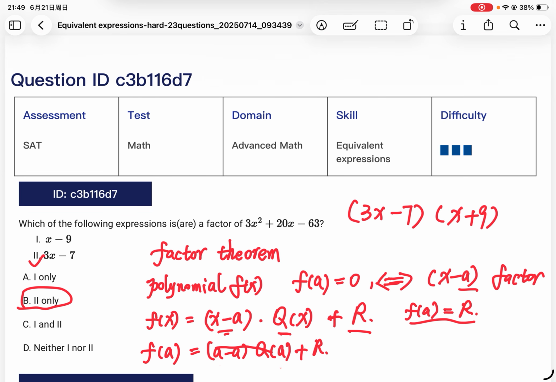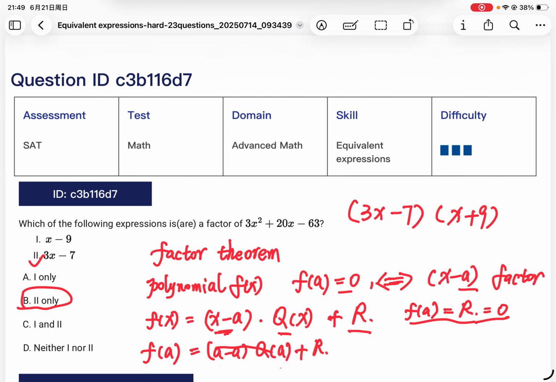And we know that f(a) is just 0, which means our remainder is 0 when divided by x minus a. So we prove that x minus a is a factor of our original polynomial f(x). So we have proven the factor theorem. Now we can go ahead and use it.